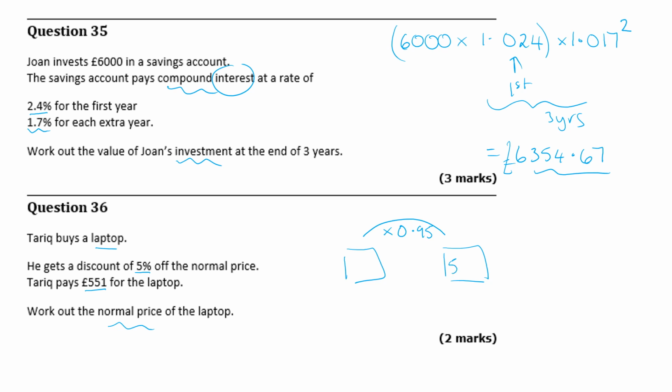We've paid 551 when we've taken that 5% off. So what we need to do is reverse that and divide by 0.95. So 551 divided by 0.95 is equal to 580. So it was 580 originally. Take 5% off will get us to the 551.